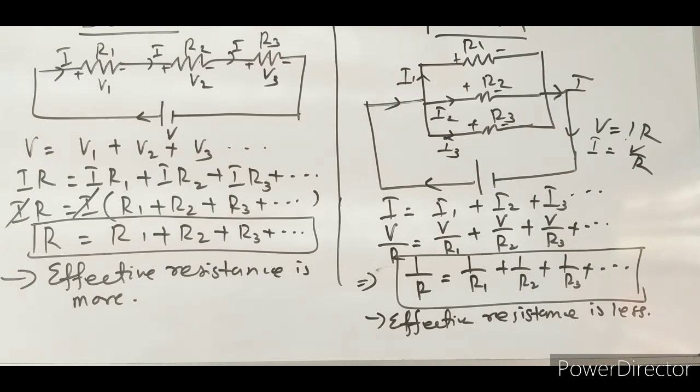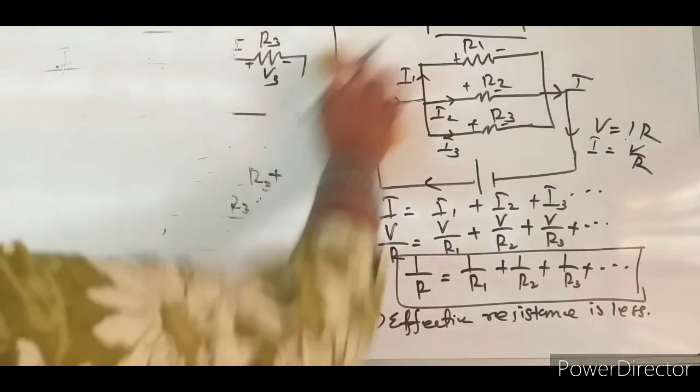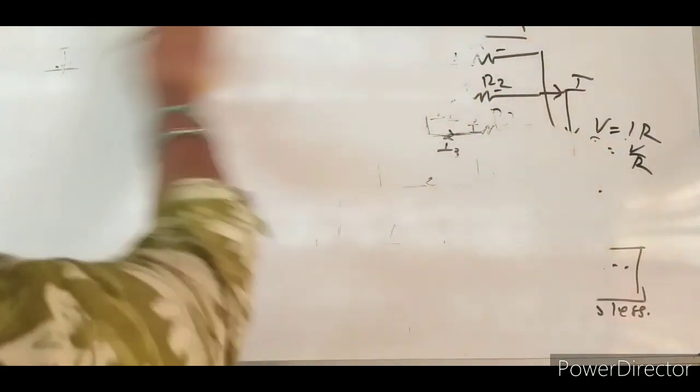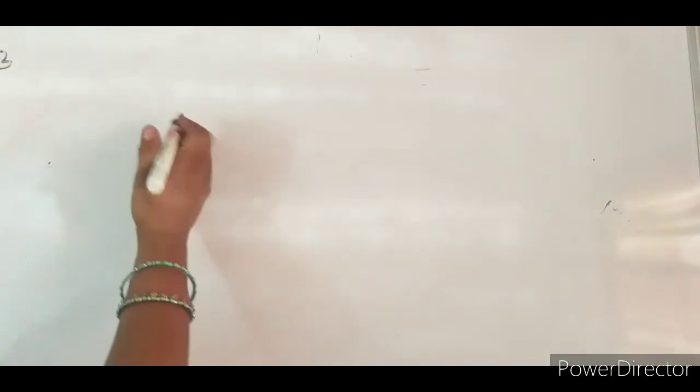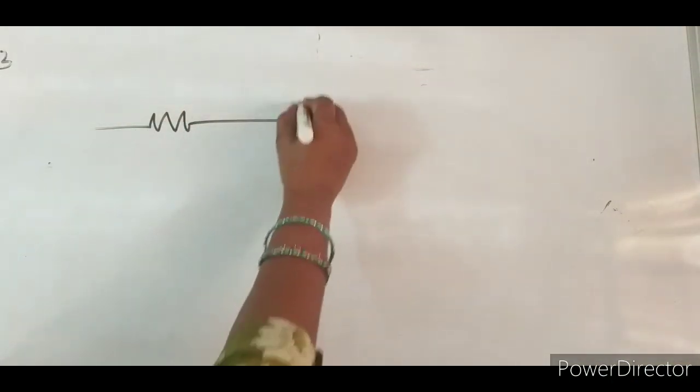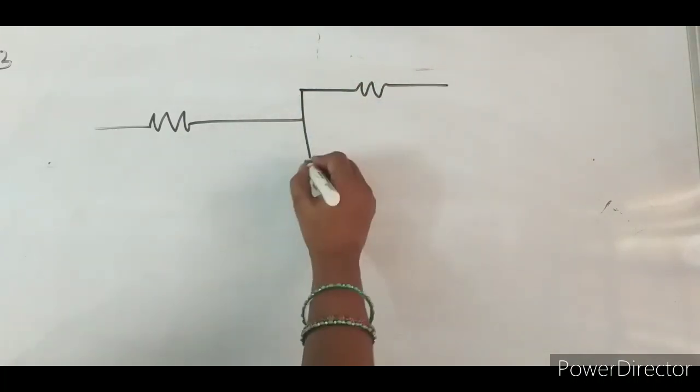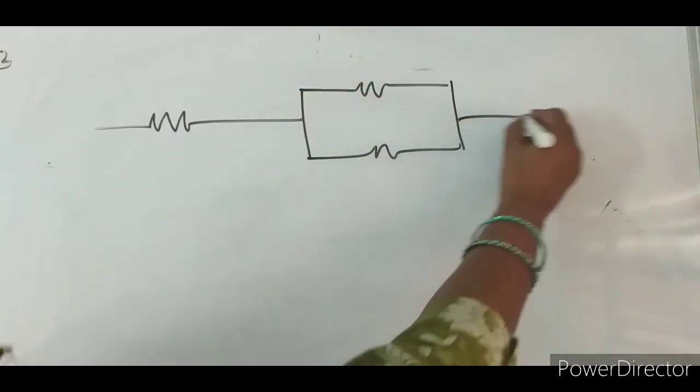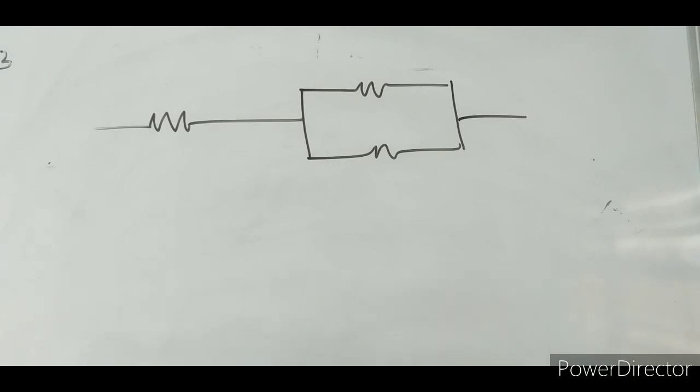Clear? So this is about the combination of resistors. It is not that it will be only parallel or only series connection. It can also be a combination of both parallel and series. Okay, so here it can be this, this also can be. Okay, now let us solve this.